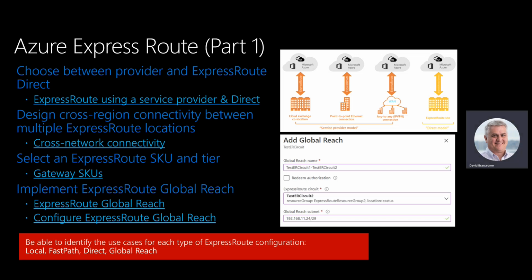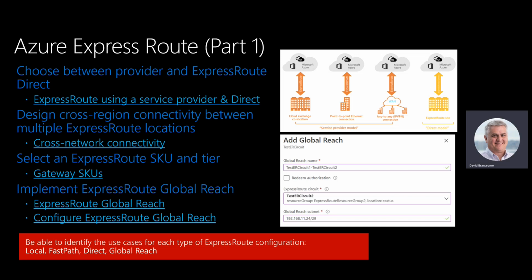So ExpressRoute virtual network gateways come in 3 different SKUs. There's standard, there's high performance, and then there's ultra performance. So make sure you know what the characteristics are of each of those SKUs for ExpressRoute so that you know what each of them can do and what each of them can't do. So a link to the gateway SKUs is in about the middle of the slide there.